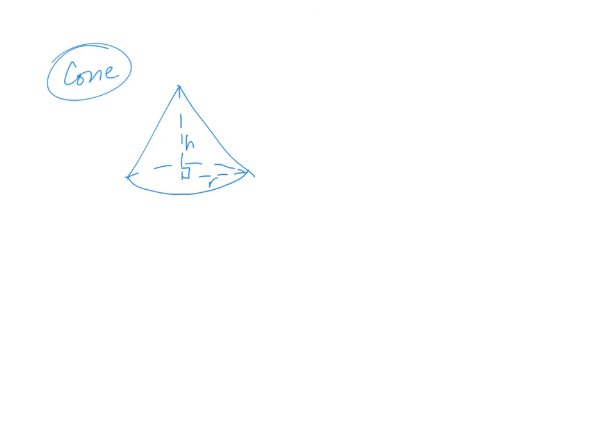Total surface area for a cone. This thing's called the slant height. We'll name it L, which is also the hypotenuse using Pythagoras' theorem. So the total surface area is the circle at the bottom plus the slant length, which is pi RL.